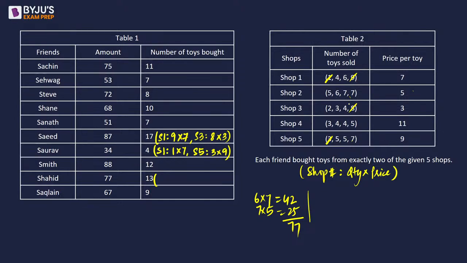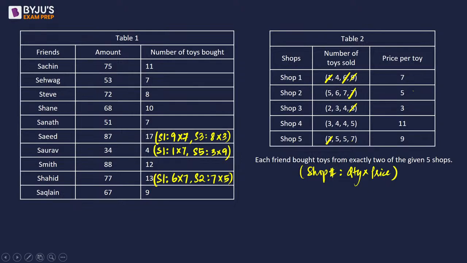7 into 9 will be 63, so it doesn't match. Next is 6 into 5 is going to be 30. And 7 into 9 is going to be 63. This is way more than 77. So the only combination we can have is shop 1 and shop 2 for Shahid. So Shahid has shop 1, 6 of 7 rupees, and shop 2, 7 of 5 rupees. So 35 plus 42 is 77. Yes, it is. So 6 is used, 1 7 is used.